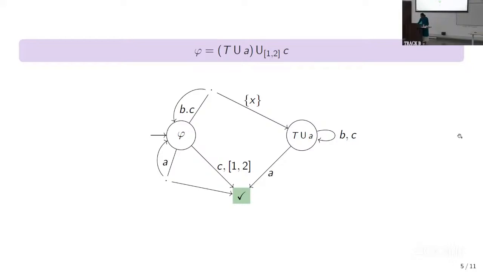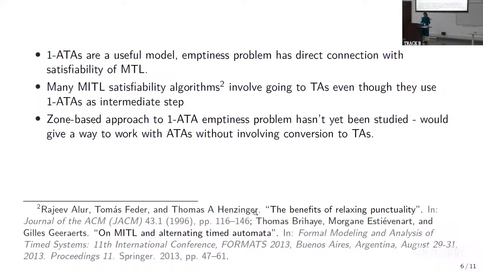So what we saw was that one-clock ATAs are useful as a model because the emptiness problem there directly relates to satisfiability of MTL. Also, there is a subclass of MTL called MITL that is studied a lot in terms of satisfiability, but all of those satisfiability algorithms go directly towards timed automata. Basically all MITL formulas are converted to a network of timed automata and then timed automata algorithms are applied there, instead of using ATAs, even though there are algorithms that use ATAs as an intermediate step.